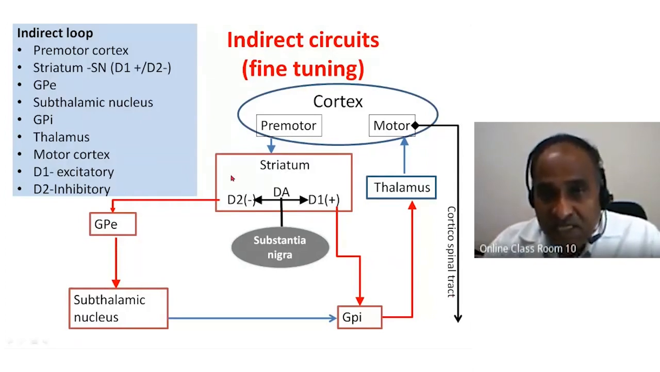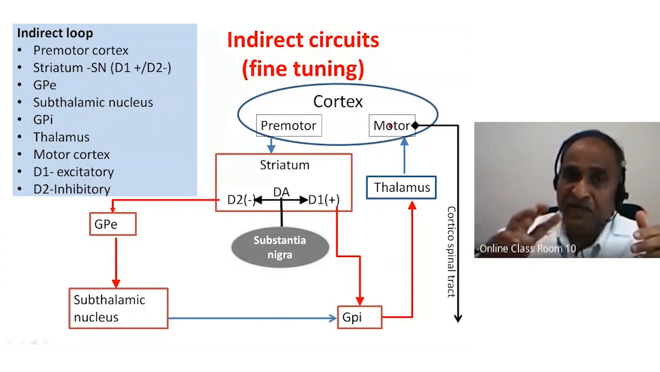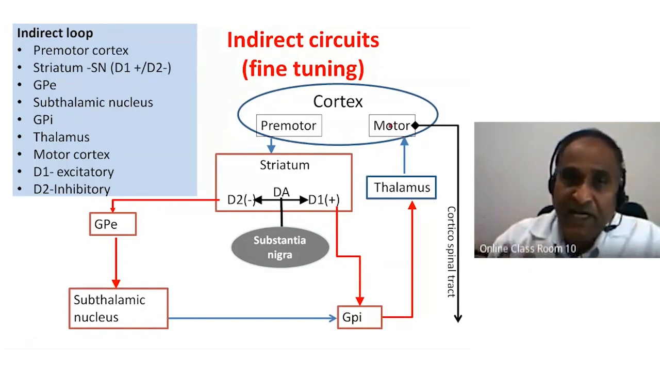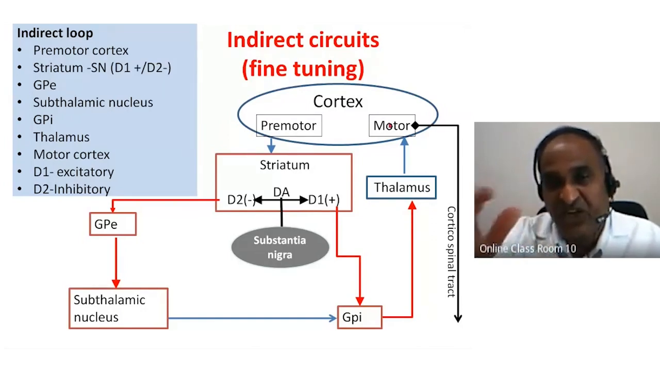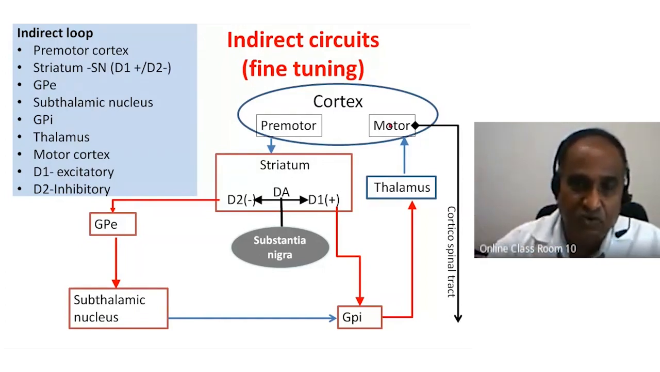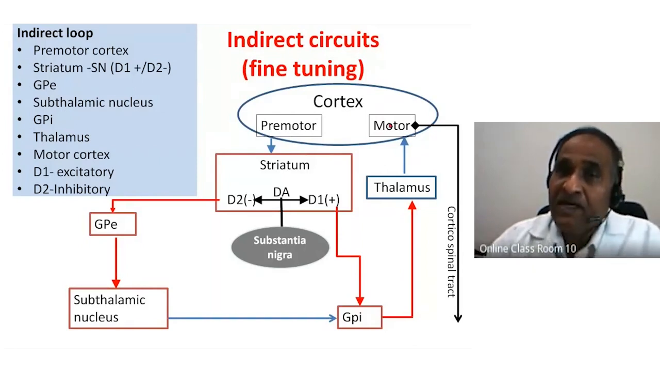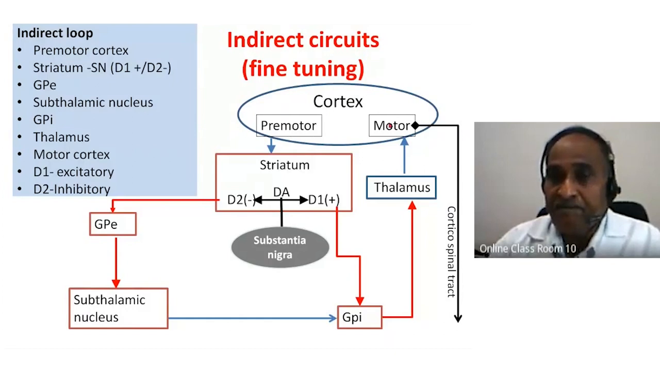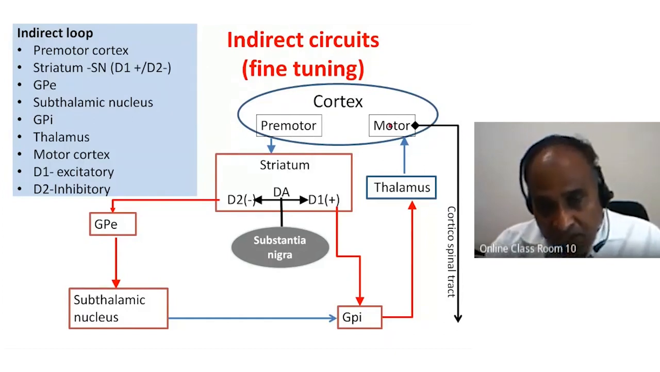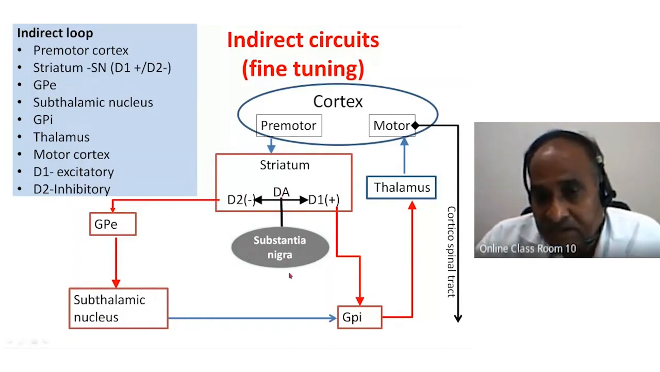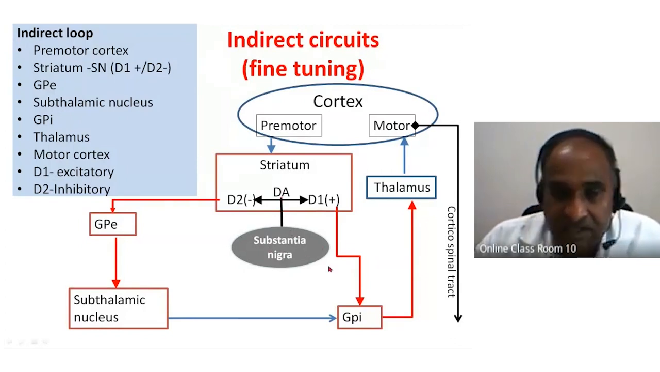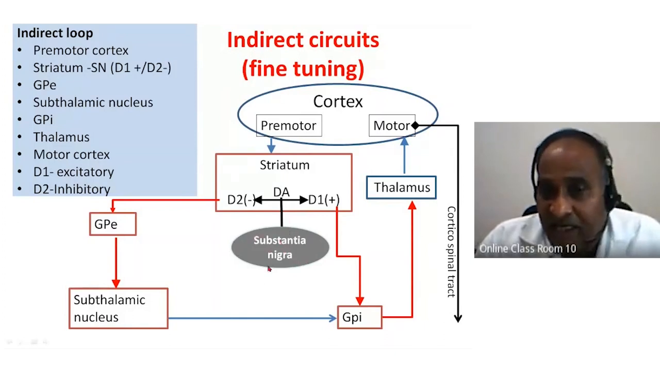So this is a coarse adjustment. Whenever we are trying to make a motion, the direct and indirect circuits make a coarse movement, a gross movement, either to increase or decrease. This is like the coarse adjustment in a microscope. Then the fine adjustment is made by another basal ganglia area known as the substantia nigra. This substantia nigra is located almost in the midbrain area, and its neurons are stained dark with silver staining. That is why it is the nigra, the black.